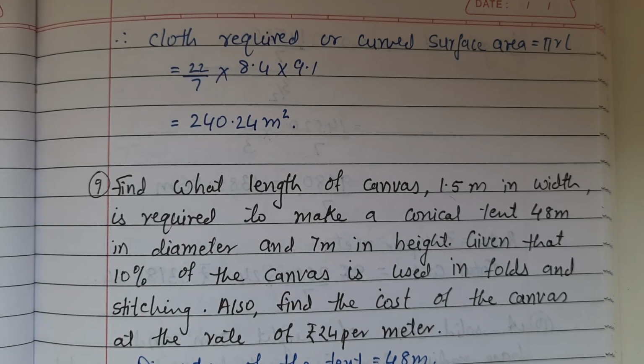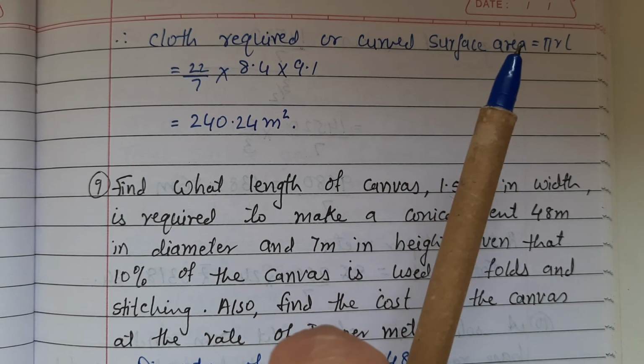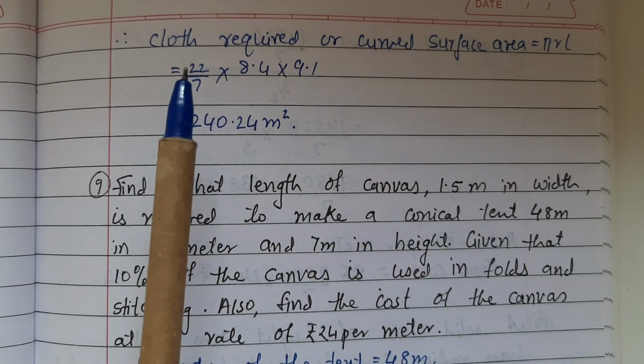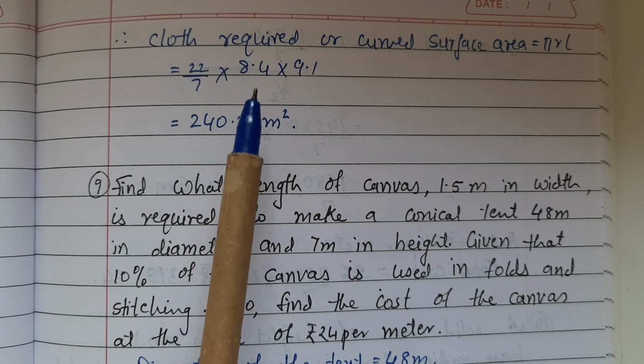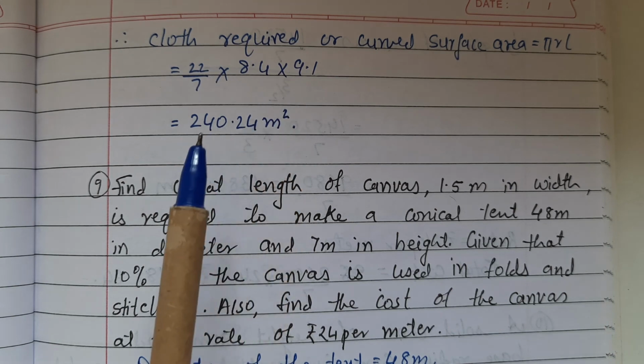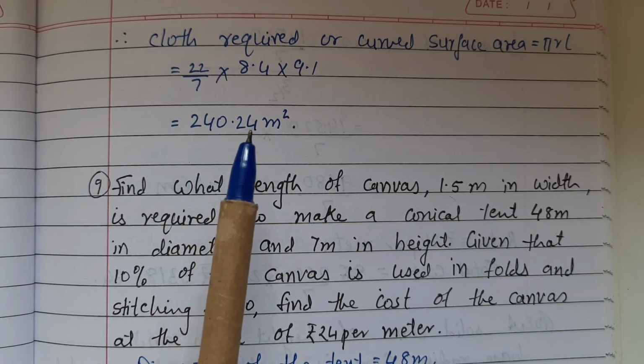Cloth required, or curved surface area, equals pi r l equals 22/7 into 8.4 into 9.1 equals 240.24 meter square.